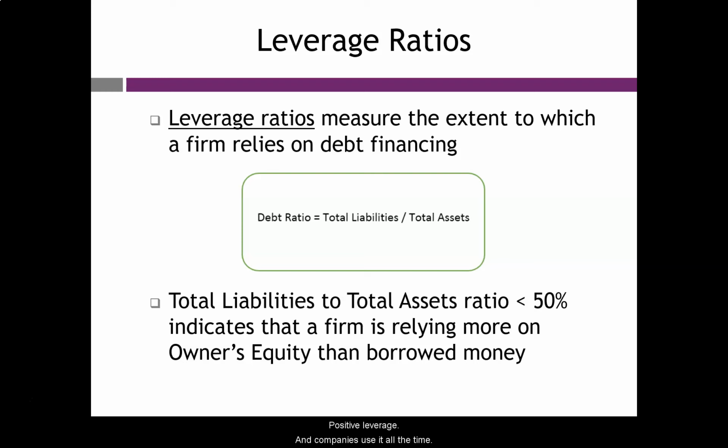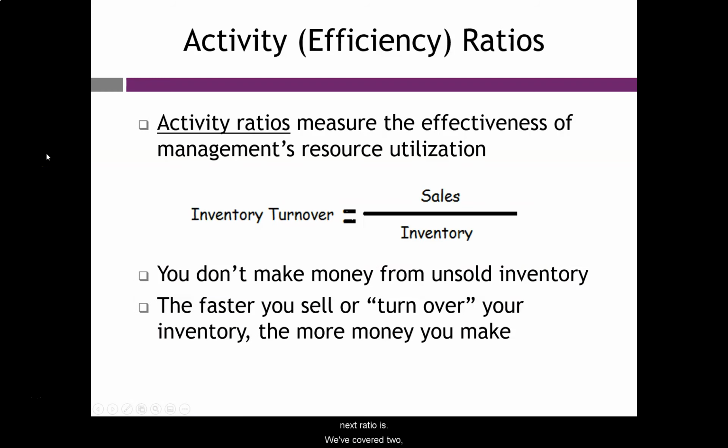Positive leverage. And companies use it all the time. They borrow money at a lower rate to buy stuff that's going to return at a higher rate. Okay? So, in that instance, having debt is good because you have positive leverage. You're borrowing money to make a higher return. Okay? So, it is possible for leverage ratios to be too low. It's generally good to have some debt if there's positive leverage. Okay, let's take a look at what our next ratio is. We've covered two. There's two to go.